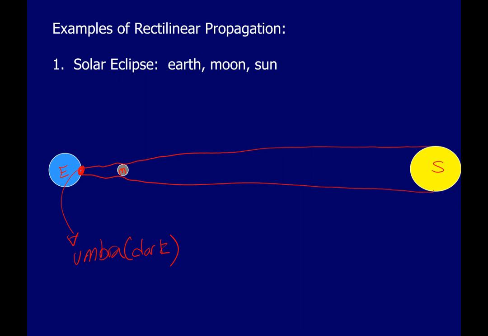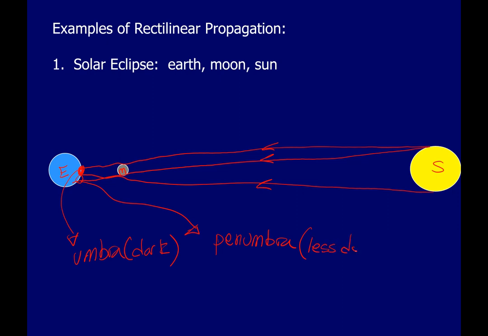But light from, let's say, the top of the sun can get over to here. And again, I should have arrows on these. You should always have arrows on your beams when you're doing a ray diagram. So right below, I get a less dark spot, which is called the penumbra. And the penumbra is that less dark, that fuzzy area.